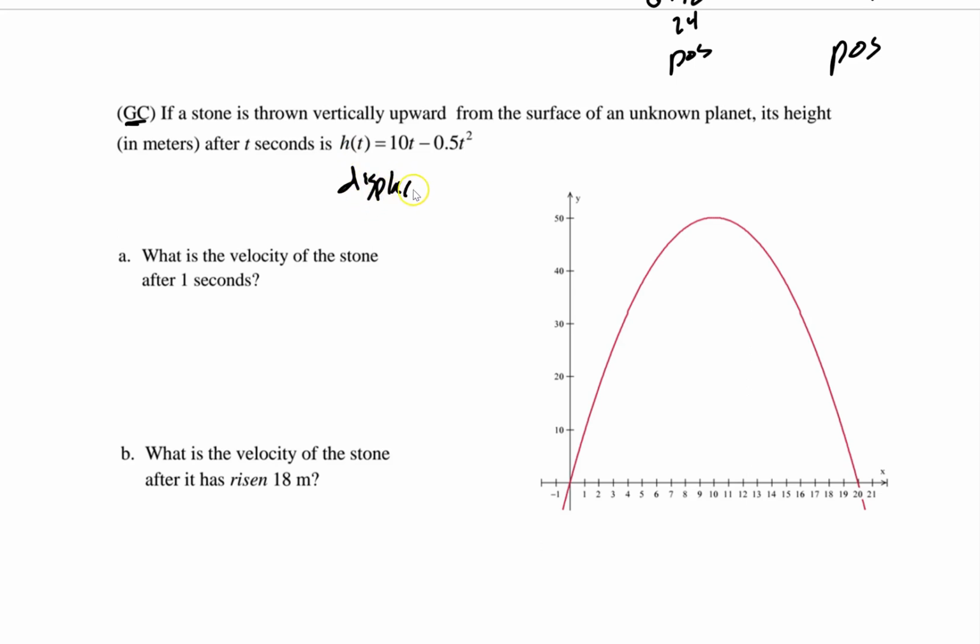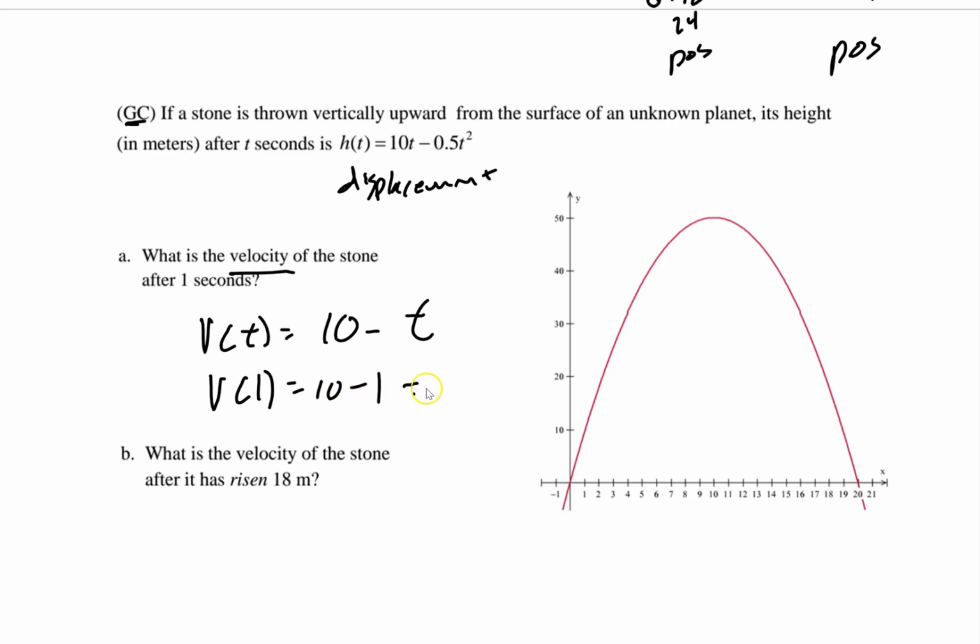Only difference now is we're going upwards. Like you can see in the picture of the graph here, it's going to go up and then come back and fall. What's the velocity after 1 second? So again, notice velocity. I'm going to take a derivative. So v of t, or h prime, is the derivative of that: 10 minus t. Then we plug in 1. So velocity at 1 second is 10 minus 1, or 9 meters per second. Yes, this is in meters.